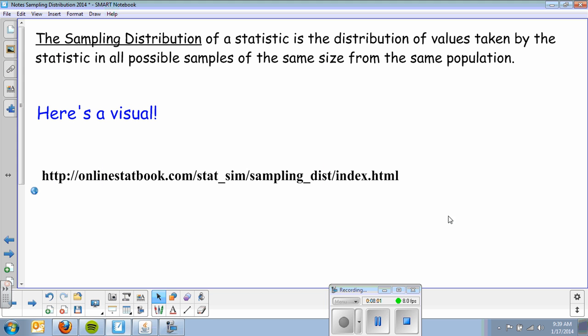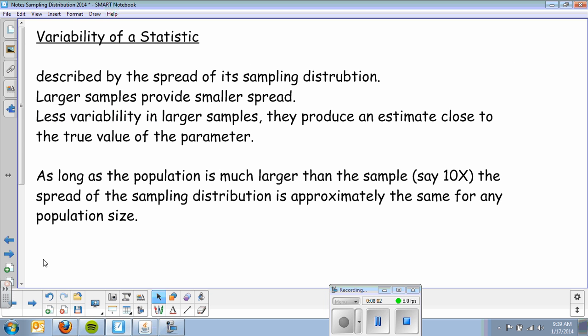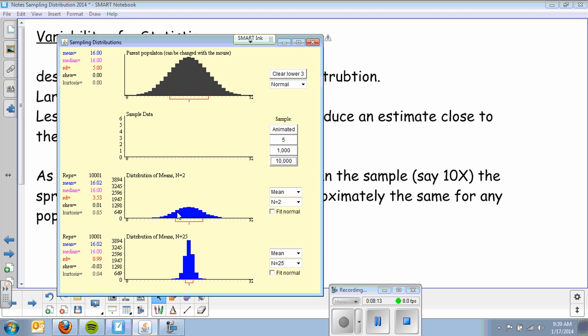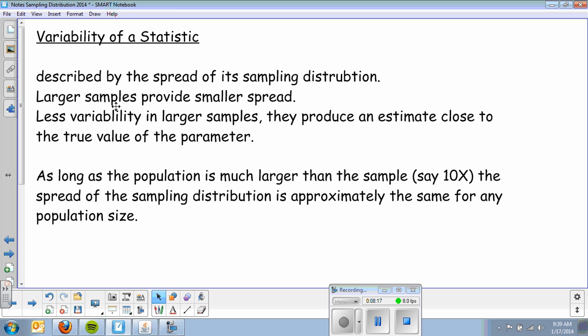And that's a big concept that we will be talking about. Okay, the variability of a statistic, kind of what I was just looking at, is described by the spread of the sampling distribution. Spread is the range, kind of how spread out the data are, as measured by the standard deviation. Larger samples provide smaller spread. There's less variability in larger samples. They produce an estimate close to the true value of the parameter.